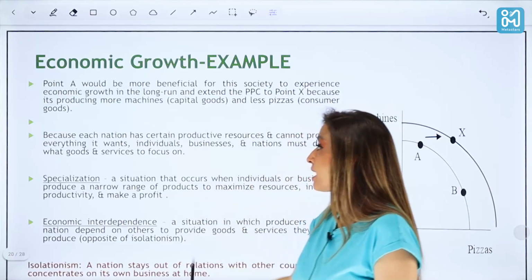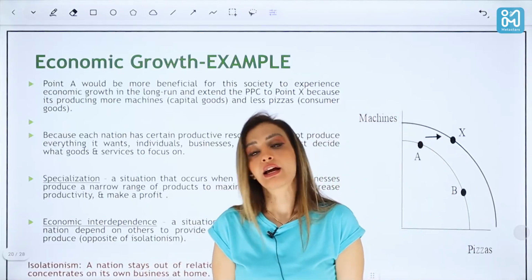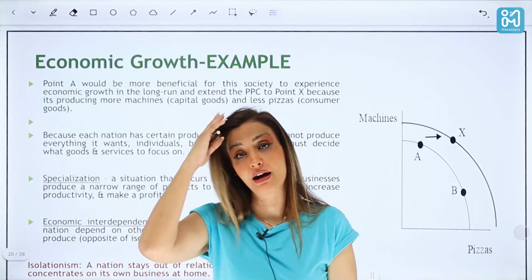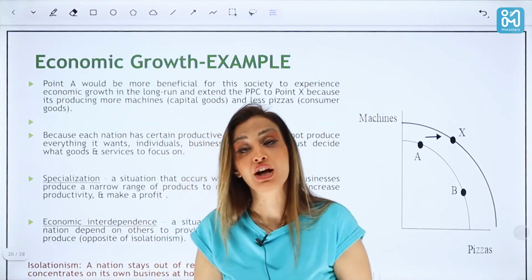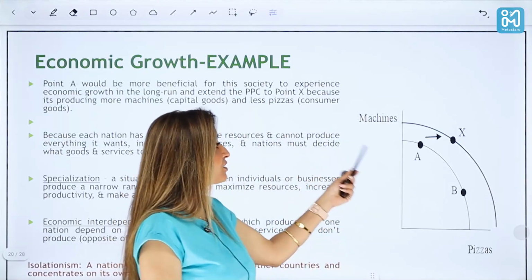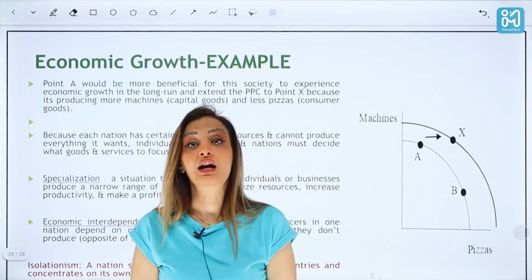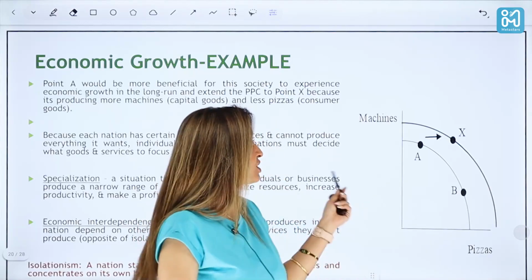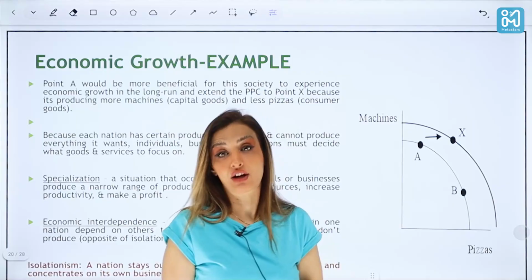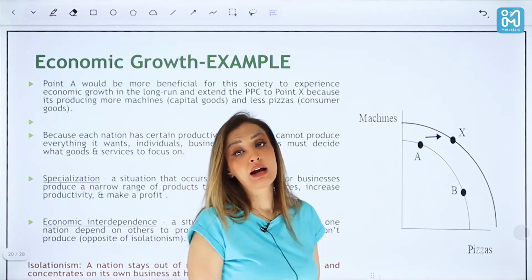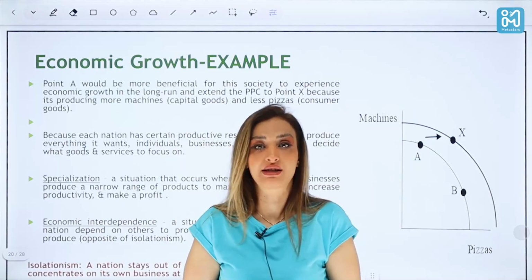Yes, of course, because each nation has its own satisfying points or target to reach. So here they decided to produce more machines and to sacrifice by producing pizzas, because machines are capital goods which will make an economic growth, as you can see here. But pizzas, no, it satisfies individuals' desires.